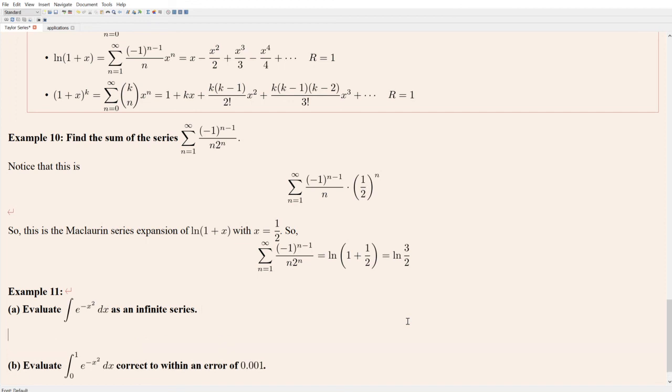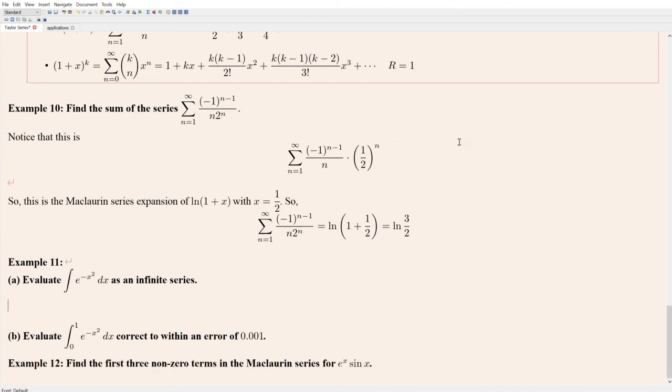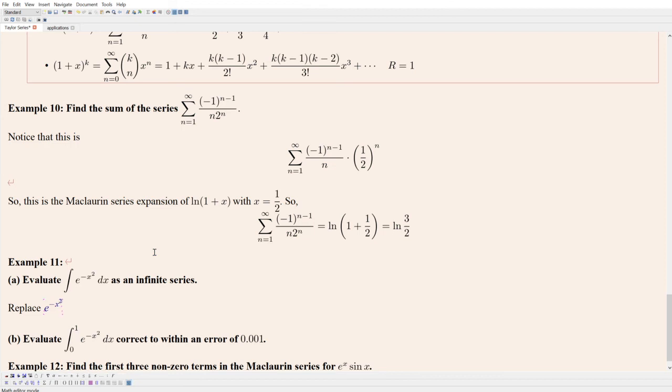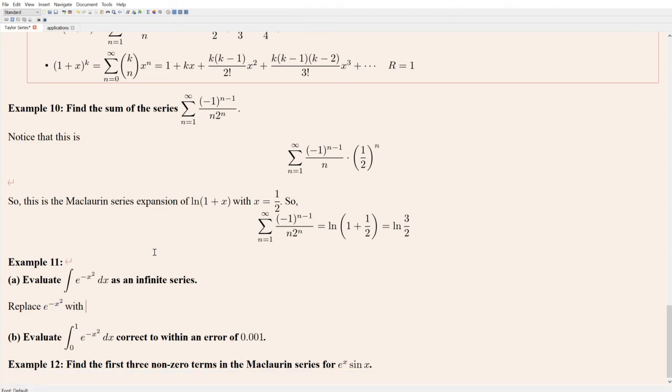And, as we saw in the previous section, once we have power series expansions of things, taking derivatives and antiderivatives becomes trivial, because you just have to do the power rule at every step. So, e to the negative x squared, this is an example of a function that we literally cannot antidifferentiate in terms of elementary functions, but in terms of infinite series, I can antidifferentiate this guy no problem. So replace e to the negative x squared with its Maclaurin series.